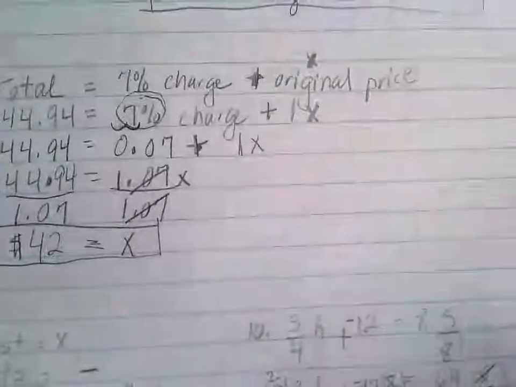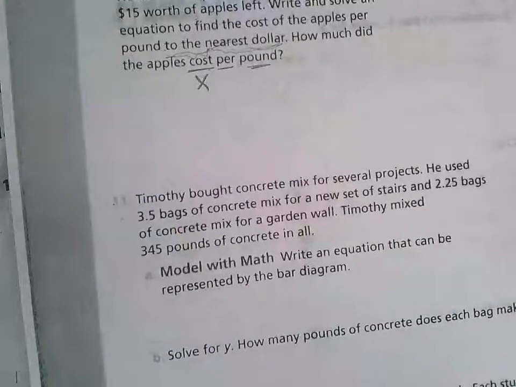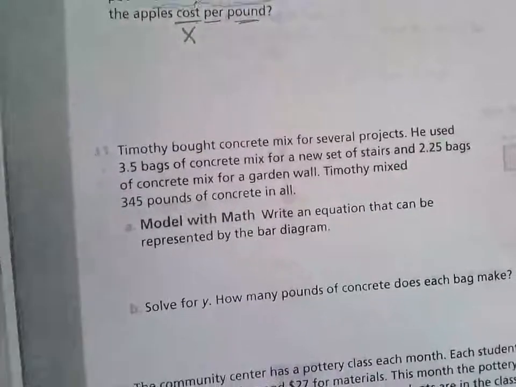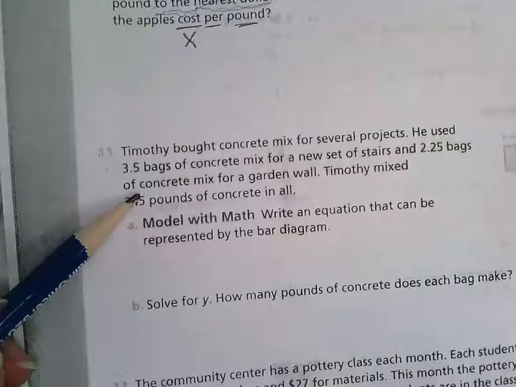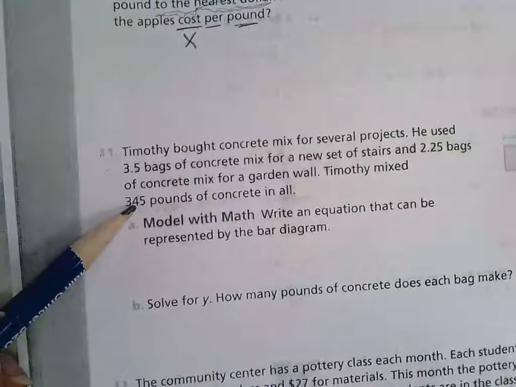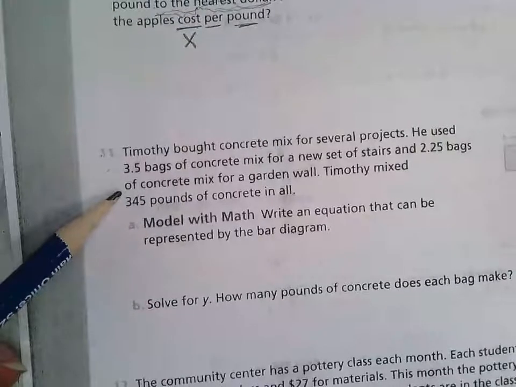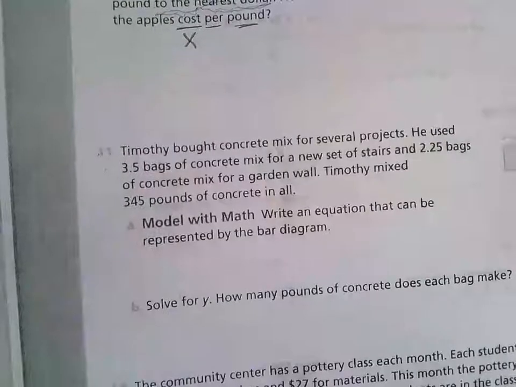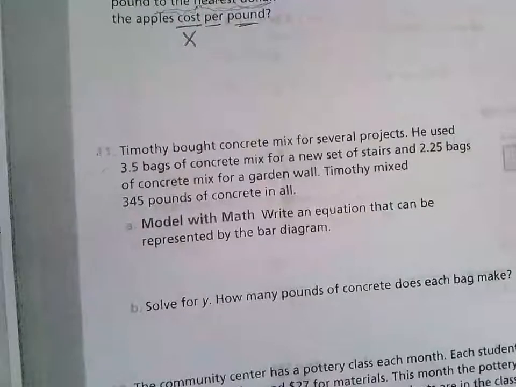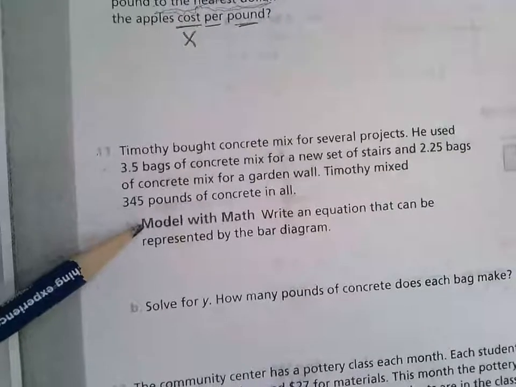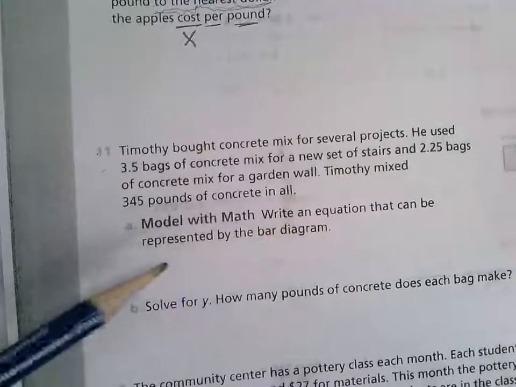Number 11. Timothy bought concrete for several projects. He used 3 5/10 bags of concrete mix for a new set of stairs, and he used 2 25/100 bags of concrete mix for a garden wall. Timothy mixed 345 pounds of concrete in all. Write an equation that can be represented by the bar diagram.